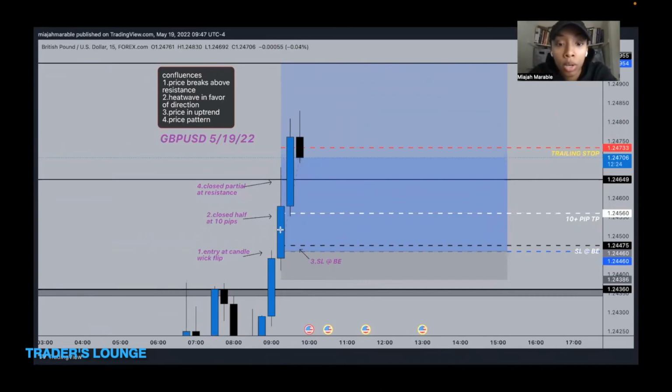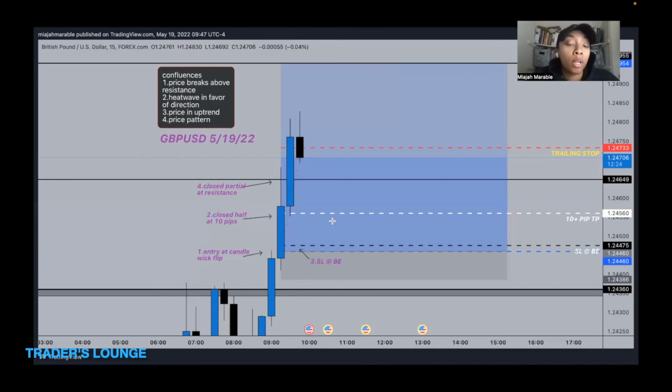Stop loss is right below here. Close half at 10 pips, close partial at resistance. That's what this line is here for, because there was resistance over to the left. And then my full TP was going to be up here. With this one, I was moving my trailing stop here. There are two ways that I move my trailing stop. Either, once this candle opened, I have my stop loss at break even. And once this candle opened and broke above this wick up top here, that's when I move my trailing stop.